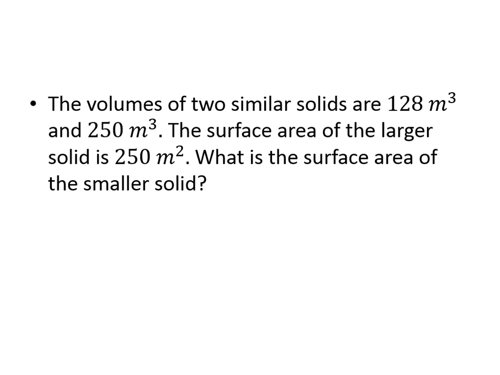So let's look at this. We've got the volumes of two solids are 128 and 250. The surface area for the larger one was 250. So now we want to know what's the surface area of the smaller. And some people will just jump and say, oh, well, it's going to be 128 because it's the same. Well, no, because remember, this is the volume, which means this is A cubed and B cubed. Okay.